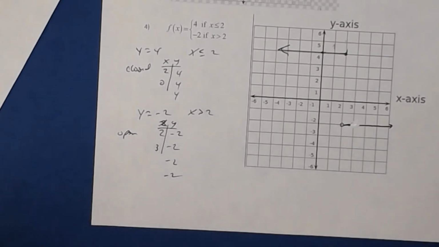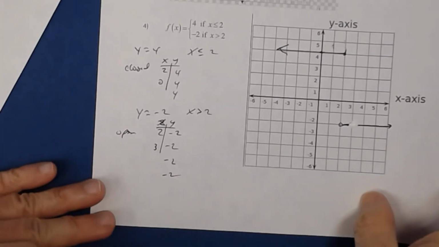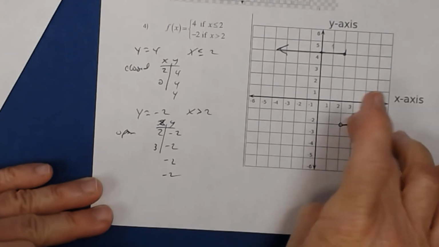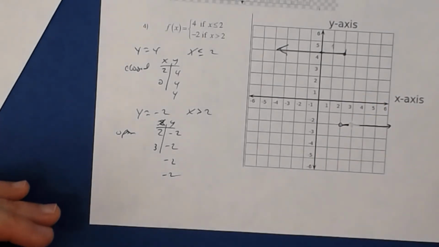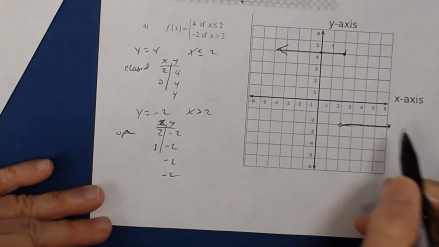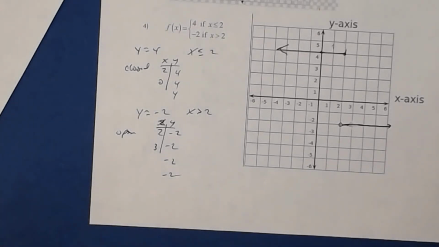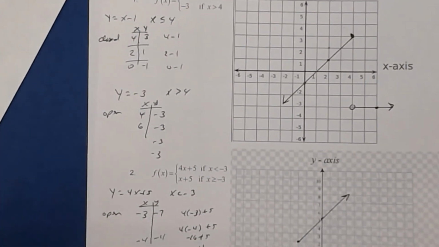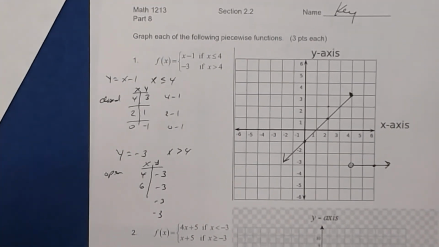Okay. All right. So let's see if it'll work. All right. So it should be this. Okay. All right. So that's the key to the worksheet. 2.2 part 8.